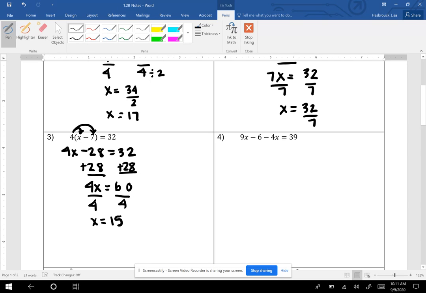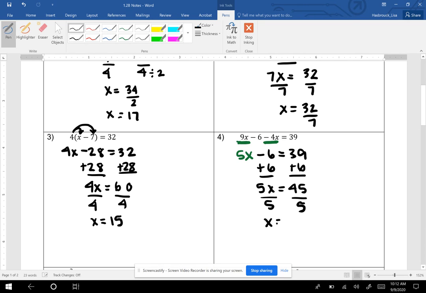For number 4, notice we have a 9x and then we have minus 4x. So we do want to combine those first because they're on the same side of the equal sign. So 9 minus 4 is 5 x's. We still have the minus 6 and then we have the equals 39. Now to get x alone, we want to start by adding or subtracting. So to do that, we're going to move the minus 6 by adding it to each side. This gives me 5x equals 45. And then I would divide both sides by 5 to get x equal to 9.